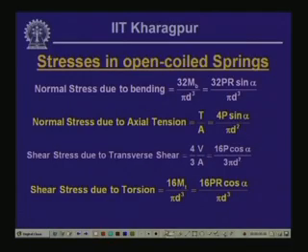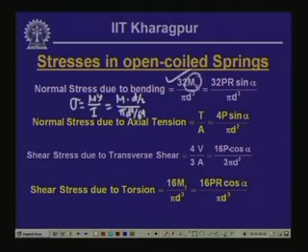So, these are the stresses that we have. Normal stress due to bending, because it is circular in cross section, and as I have told you sigma is equal to M y by I, and as you know, for circular cross section I is equal to pi d^4 by 64 and y is d by 2. So, this is M d by 2 divided by pi d^4 by 64, and this gives rise to 32 MB by pi d cube, and MB as you have seen is equal to P R sin alpha. So, if you substitute, this gives you 32 P R sin alpha by pi d cube.